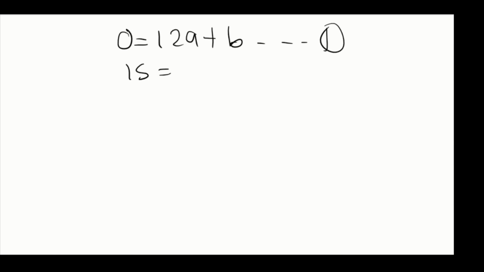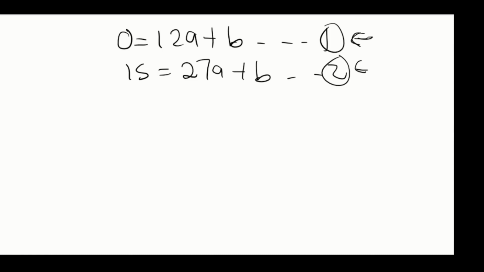So your first equation is 0 equals 12a plus b. And your second equation is 15 equals 27a plus b. So this is equation 2. To write it properly, you can equate to b for both equations, this one and this one.